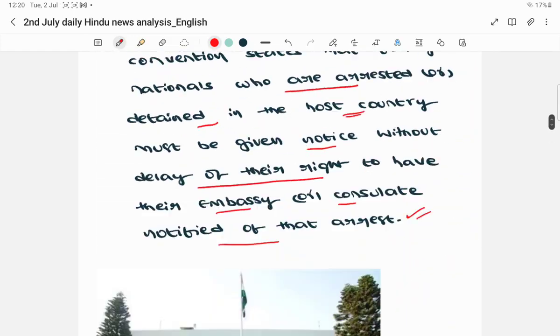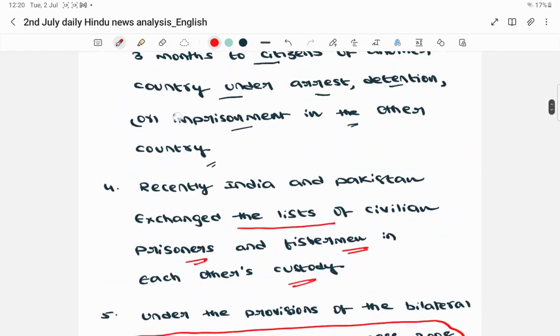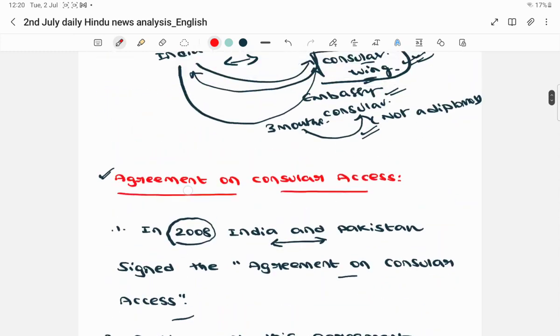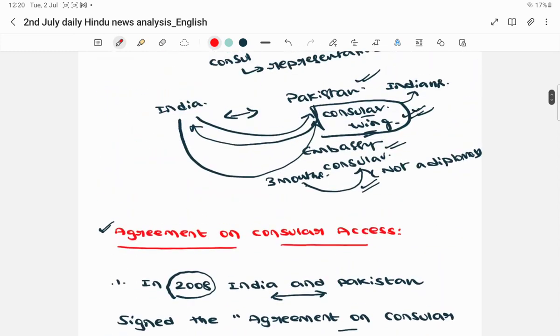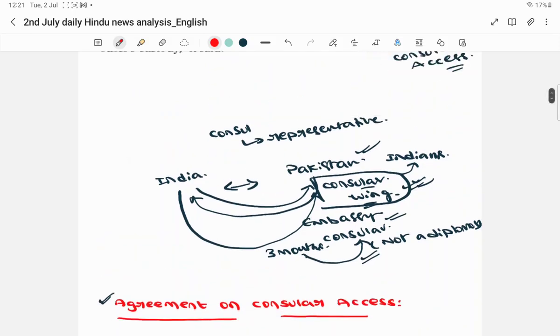So now from this particular article, what you need to understand is that there is an agreement between India and Pakistan, known as the Agreement on Consular Access, which was signed in the year 2008 between those two countries. As part of this agreement, the mutual exchange of lists has happened with respect to the prisoners, the civilian prisoners and the fishermen.